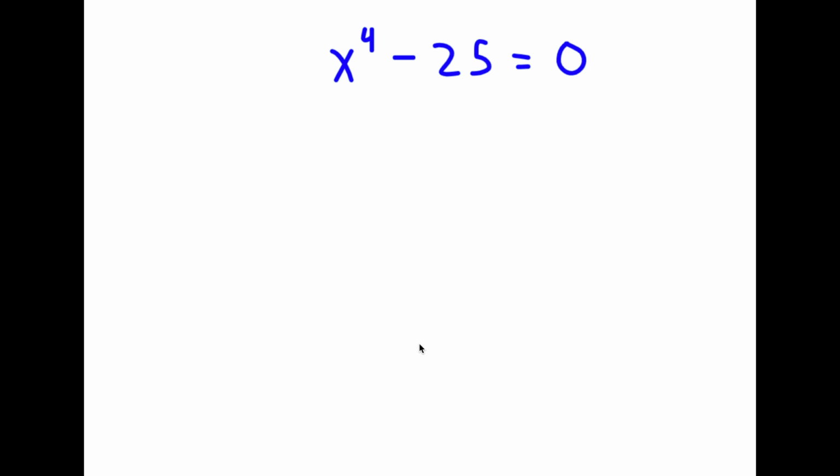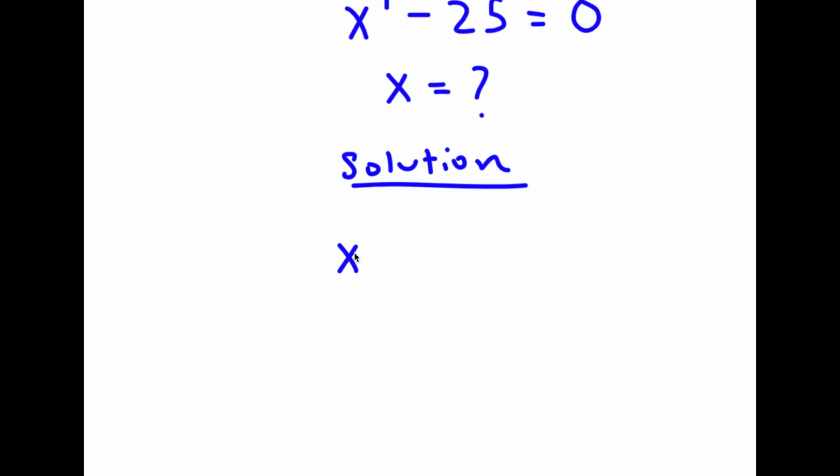Alright, so in this problem I have x⁴ - 25 = 0. So I'm going to find the value of x here. So for my solution, first start with x⁴ - 25 = 0.